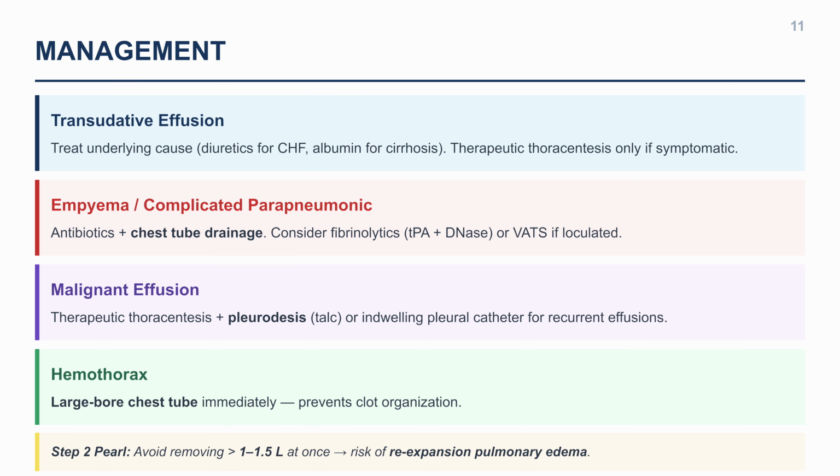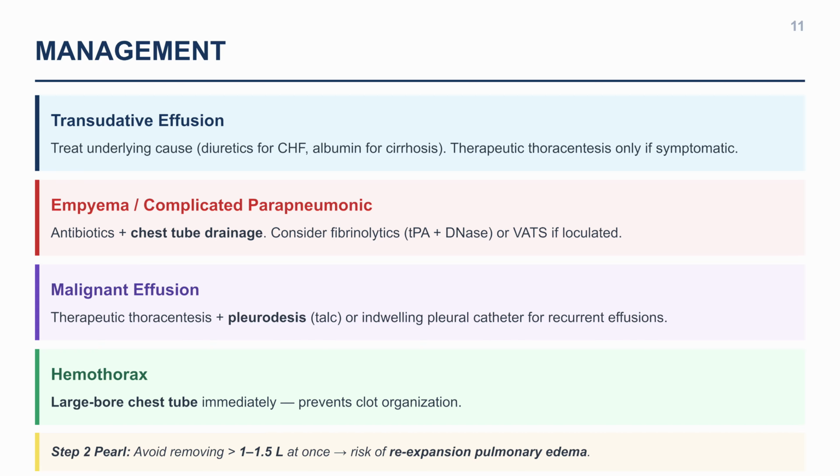If the effusion is loculated, consider intrapleural fibrinolytics, such as tissue plasminogen activator combined with DNase, or video-assisted thoracoscopic surgery. For malignant effusion, therapeutic thoracentesis for symptom relief, with pleurodesis using talc, or an indwelling pleural catheter for recurrent effusions. For hemothorax, place a large bore chest tube immediately to prevent clot organization.